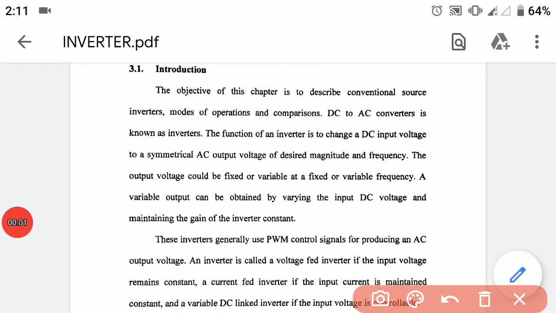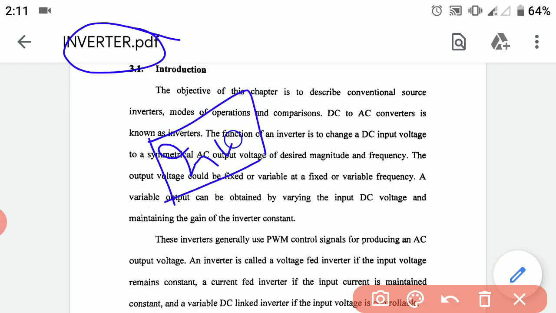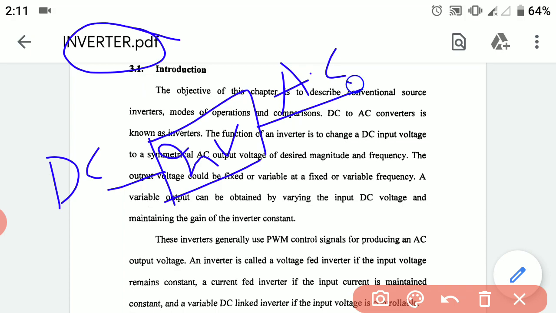Hello. Today we will discuss the inverter. Inverter is a device which converts a constant DC into AC. Now this AC can be a fixed AC or it can be variable.